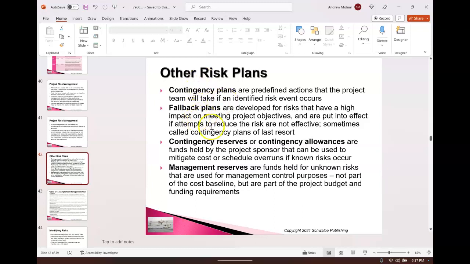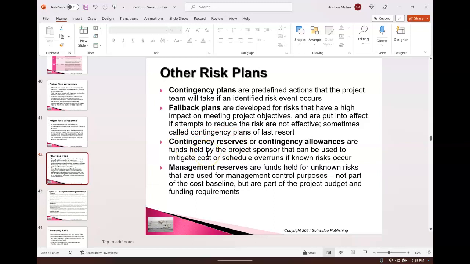What about a fallback plan? Well, these are developed for risks that have a high impact on meeting the objectives, and they're put into effect if, notice if, attempts to reduce the risk are not effective. So what's a fallback plan? It says, I put my contingency plan in place and it didn't work. Okay, then what am I going to do? That's a fallback plan, right? So I take this contingency plan and I need money to execute it. That would be called contingency reserves.